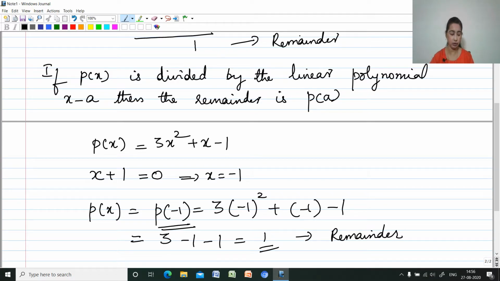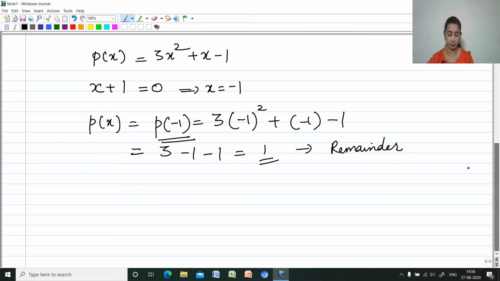So these are the two different methods. Now we'll check the remaining questions here. We'll move on to another example. Find the remainder.